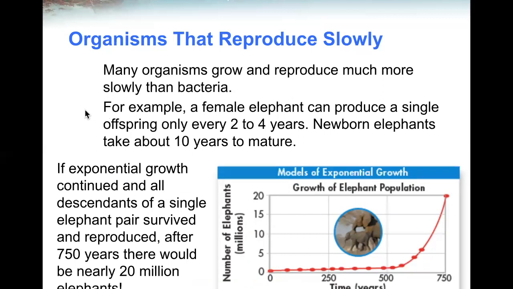Many organisms grow and reproduce much more slowly than bacteria. For example, a female elephant can produce a single offspring only every 2 to 4 years. Newborn elephants take about 10 years to mature. If exponential growth continued and all descendants of a single elephant pair survived and reproduced, after 750 years there would be nearly 20 million elephants.